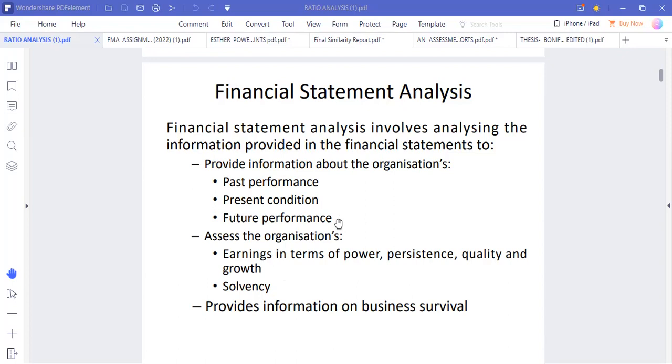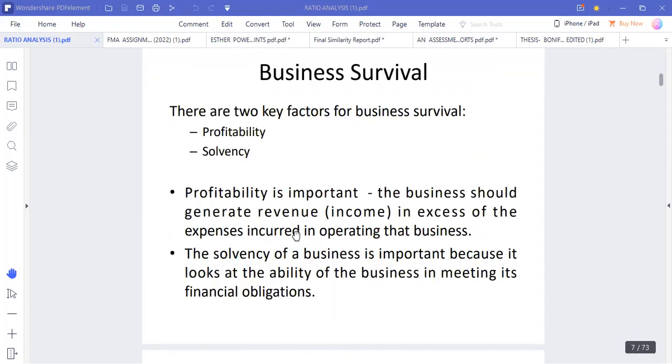So financial statement analysis will provide you information on how this business is breathing. Is it surviving? Or is this business in distress? So this is very important. Then under business survival, we're looking at two key elements. Number one, profitability. Number two, solvency. So these are the key factors that a business will look at.